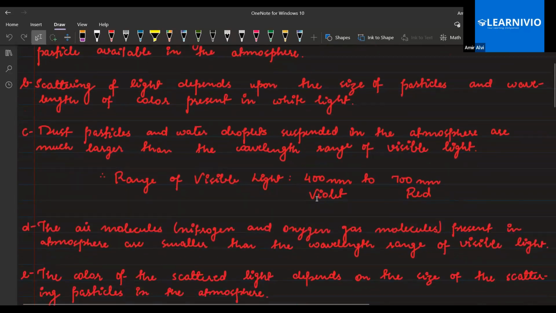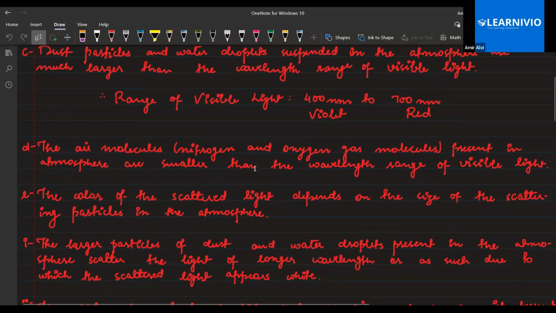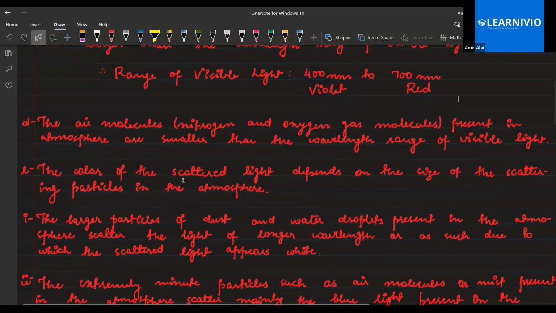This is the range of the human visible spectrum, that is 400 nanometer to 700 nanometer, violet to red. Clear, all of you? Do remember these values. Next is the air molecules. Nitrogen and gas molecules present in the atmosphere are smaller than the wavelength of visible light. So the color of the scattered light depends on the size of the scattering particle in the atmosphere.